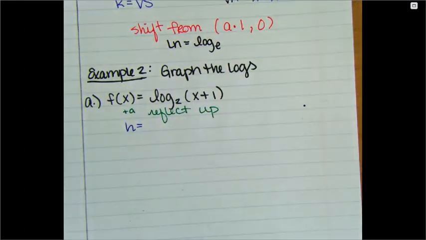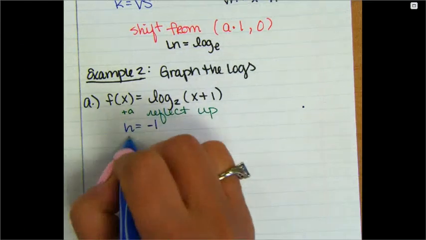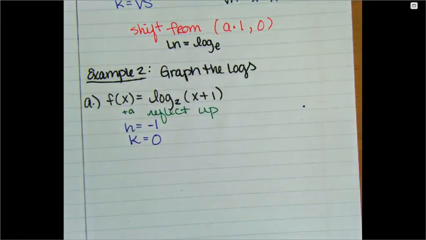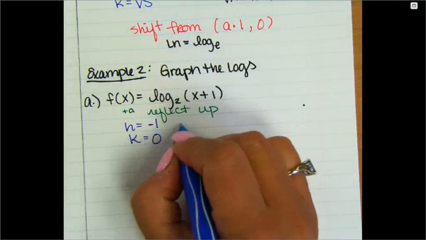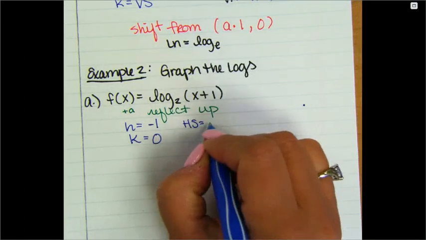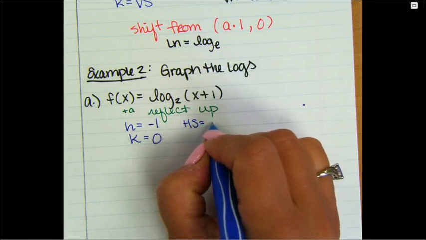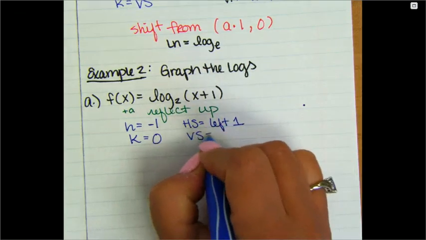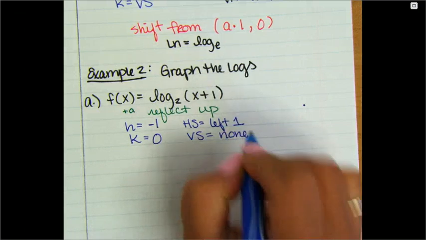What is your h? -1. What is your k? 0. No, you guys put a number there. It's 0. For h, horizontal shift of what? So left, right, up or down? Left 1. Vertical shift of nothing.